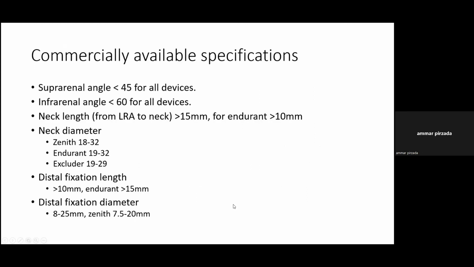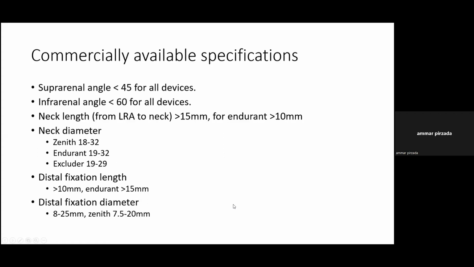Lastly, the important values that we should know when we are sizing the aneurysm and talking to vendors in terms of specifications. So the minimum suprarenal angle for all devices. Basically, there are different types of devices, 7 to 8 that are commercially available. The commonly used ones are the Cook Zenith system or the Medtronic Endurant systems, which are the two most commonly used ones. And lastly, there's another system which is the Excluder system made by Gore Company. Unfortunately, I'm not sure, but I don't think it is available in Pakistan.